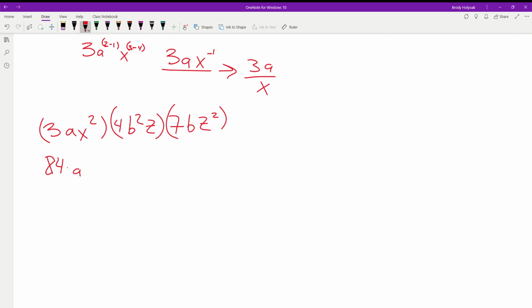Then we have A, there's no other A's. B, we have a B squared and we have a B, so it would be to the 2 plus 1. We have an X, and it's by itself, so it's just X squared. And then the last term we have is a Z to the 1 plus 2. So then we end up with 84, A, B to the third, X squared, and Z cubed.